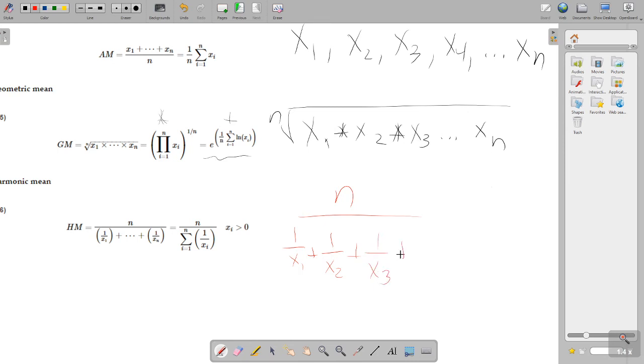I don't have a whole lot to say about that. I don't see anybody really use harmonic mean very often, at least in computer science. I'm not sure. Maybe it has other applications. But that's at least how you take it. Any questions on that, or seem pretty straightforward?